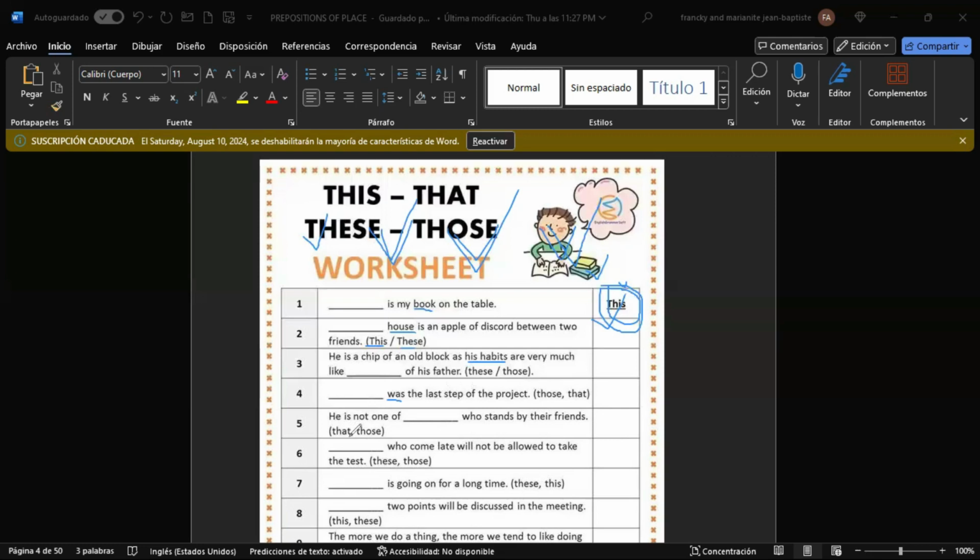Number 5: He is not one of those who stand by their friends. Est-ce que c'est "that" ou bien "those" qu'on met là? Si on a utilisé "one", c'est "l'un parmi" ceux qui soutiennent leurs amis. De qui parle-t-on là?